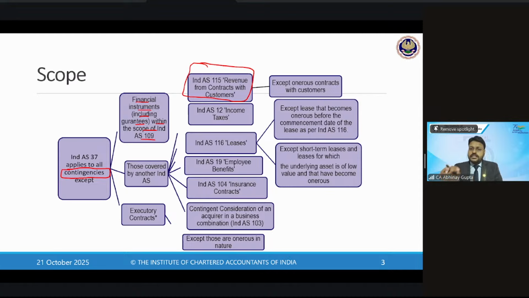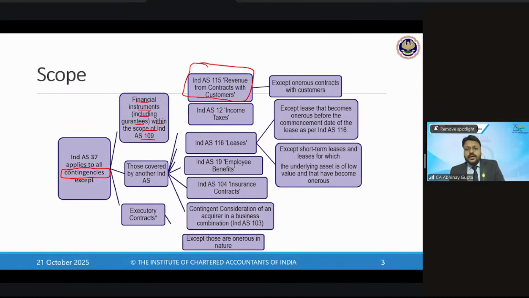So there are certain sets of standards. For example, Ind AS 115 takes care of the contracts with the customers. Ind AS 12 takes care of the income tax liabilities. Ind AS 116 takes care of the leases. So when we are giving anything on lease, or taking anything on lease, Ind AS 116 gets triggered.